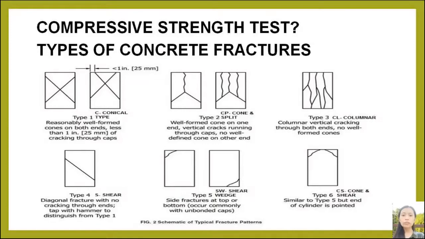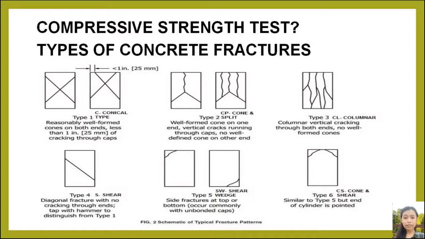So here are the typical types of concrete fractures, from type 1 to type 6, that are formed due to the compressive strength test. Type 1, C, conical, from the word itself, forms a cone on both ends. The difference of type 2, CP, cone and split, to type 1 is that it forms a cone only on one end and vertical cracks running through the other end.